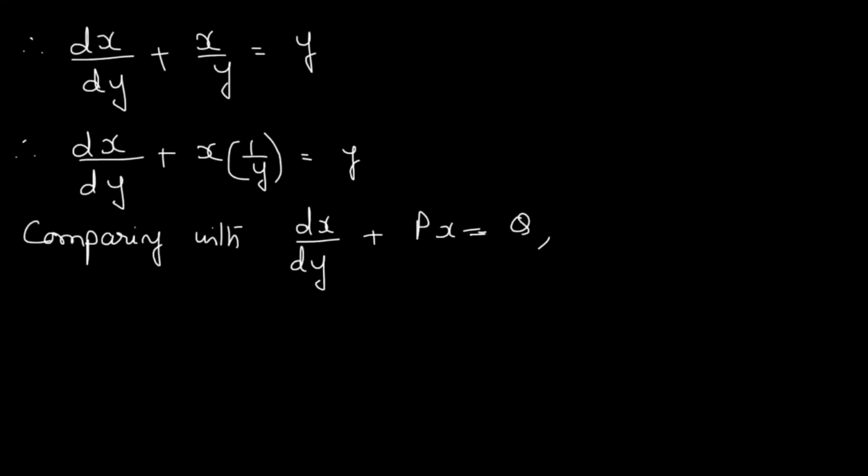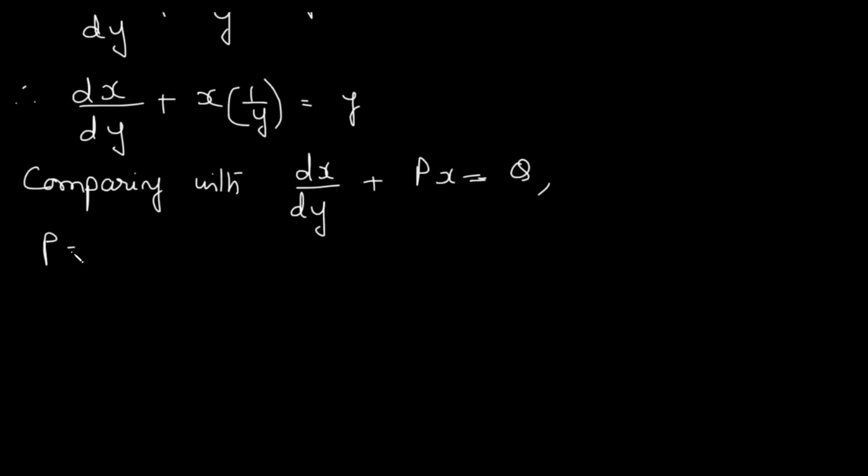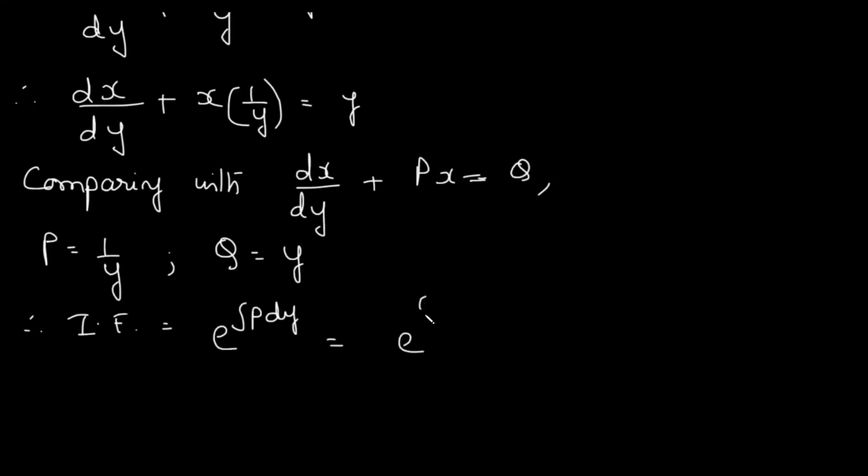So compare on both the sides and we get p is equal to 1 upon y. Over here, as you can see, p becomes 1 upon y. And what is q? Correct, q is equal to y. And therefore, the integrating factor, which is given by e raised to integral p dy. As you realize, dy is in the denominator over here in the derivative, so y is the independent variable and x is the dependent variable. So as a result, integrating factor is e raised to integral p dy, which is e raised to integral 1 upon y dy, because p is 1 upon y.